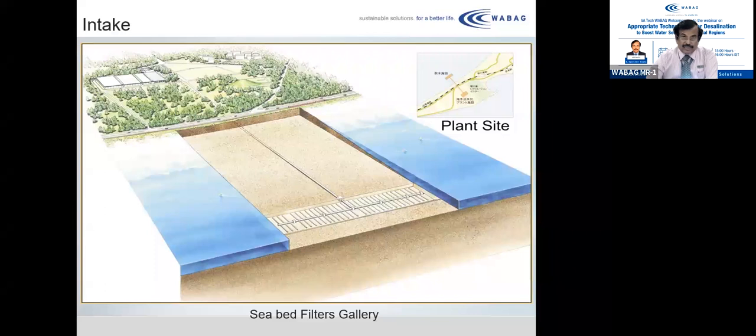If such a thing is not there, then we may have to skim off the top layer of the sand in order to keep the filtration rate constant. This type of plant is already operating with capacity up to around 50,000 meter cube per day, and this has been found to be successful.